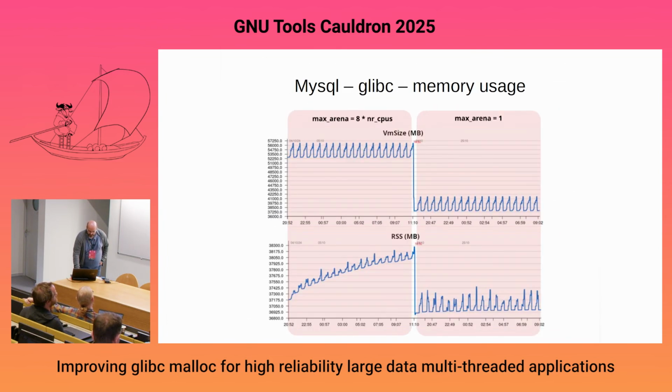Okay, so I can go back. The problem here is actually this growth on the RSS for the default number of arenas. As long as you have two arenas, you see this behavior.